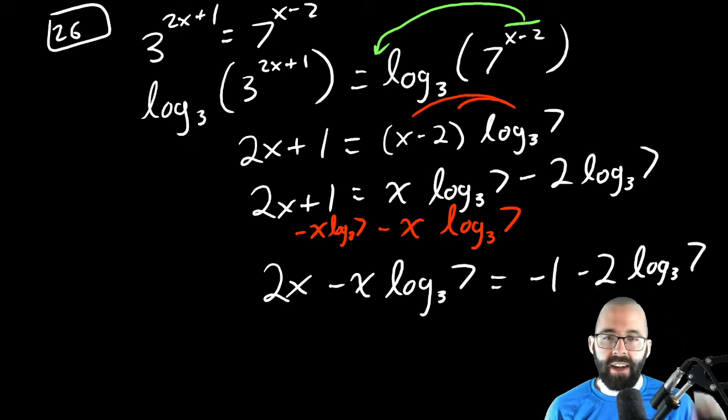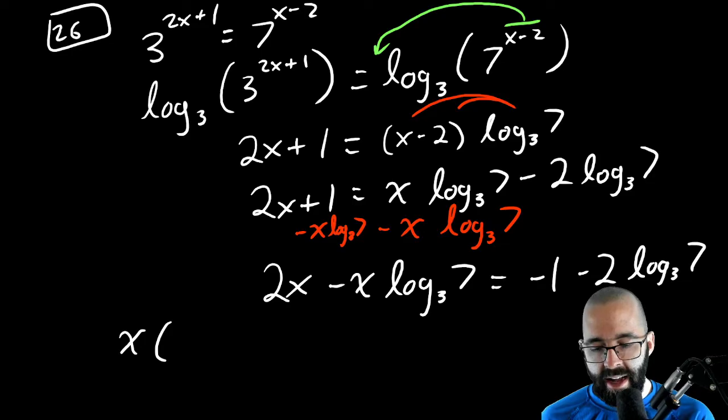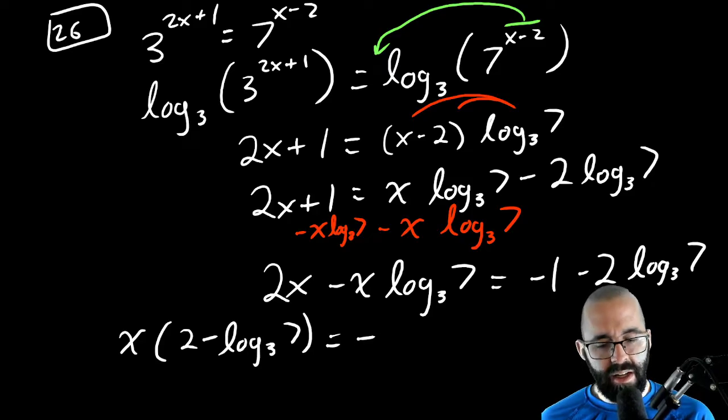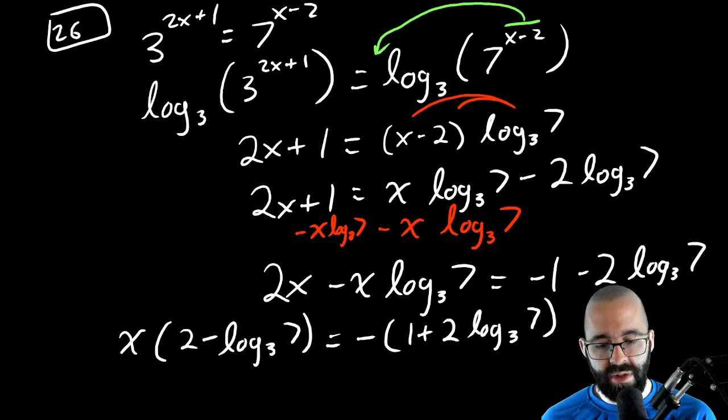Well, now we factor out an x. If we factor out an x, then we can divide by the coefficient and get the x by itself. So if you factor out an x, we're left with 2 minus log base 3 of 7. And the right-hand side is negative. We could rewrite this a little bit. Let's factor out a negative. We're going to clean things up a little bit. We'll see why in a bit.